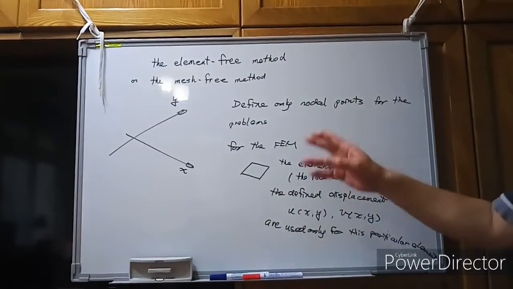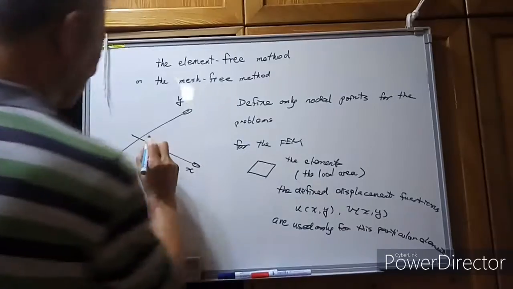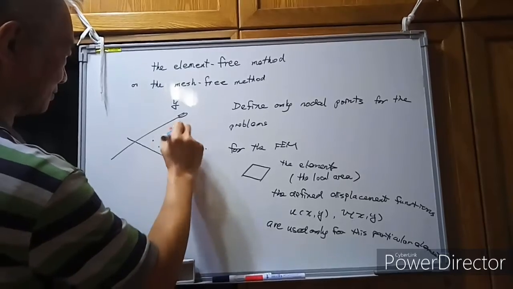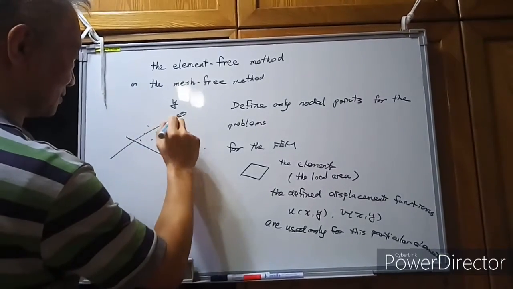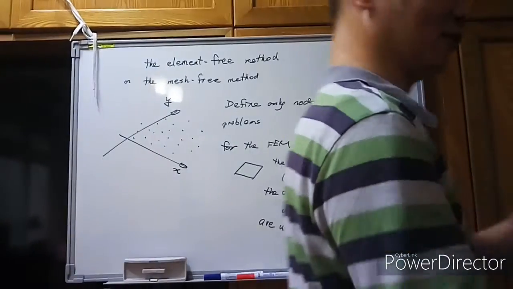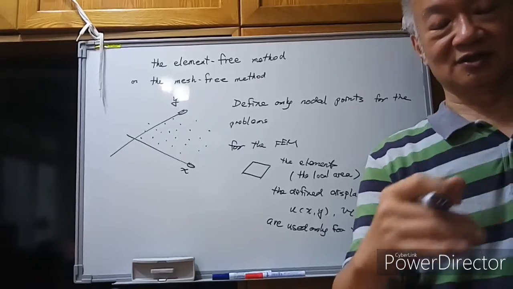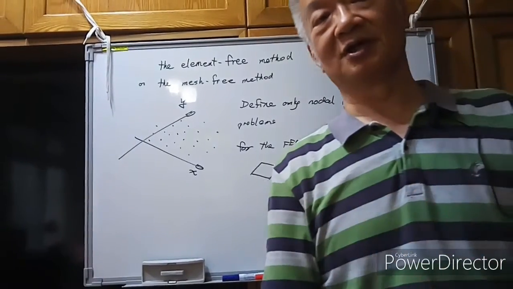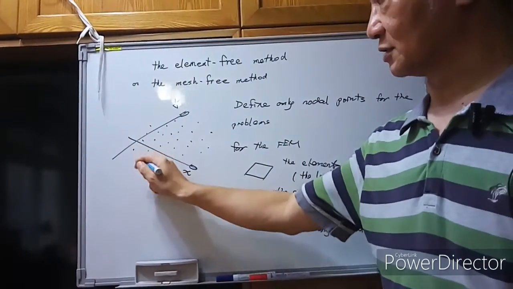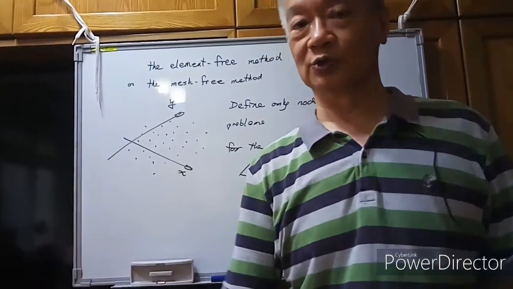Okay, but for the element-free method or the mesh-free method, we have only the nodal points. And the nodal points can be randomly scattered on the domain. There is no need to follow a rule, for a square area or circular area, no need for this. You can define scattered data points. Okay, and all these data points are called the nodal points.